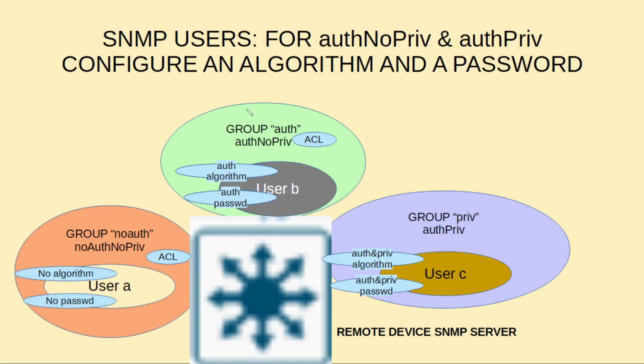Now, regarding user configuration, the user configuration must abide by the security level of the group that this user belongs to. So for no authentication, no privacy, the user configuration must not include any algorithm or password. For users that belong to authentication, no privacy groups, these users must provide an authentication algorithm such as MD5 or SHA and an authentication password. And for users that belong to groups that are configured as authentication and privacy, these users' configuration must provide an authentication algorithm, a privacy algorithm, an authentication password, and a privacy password.